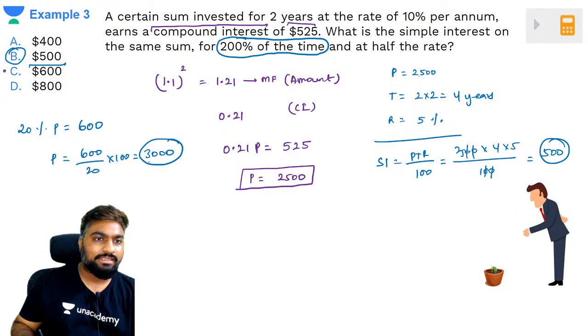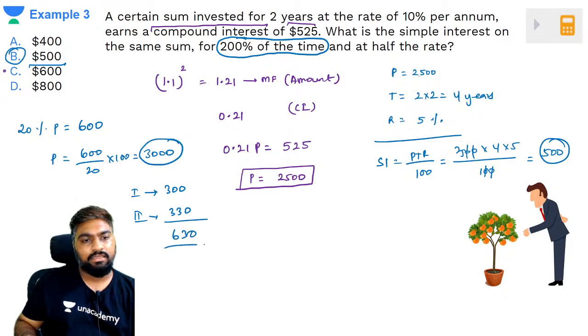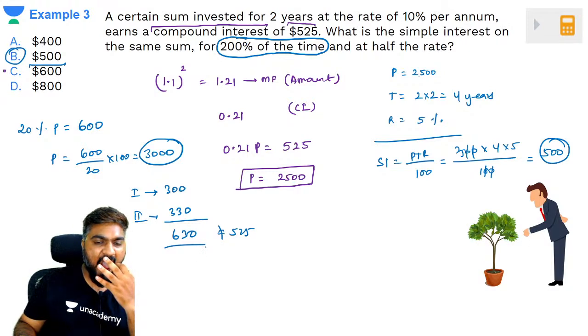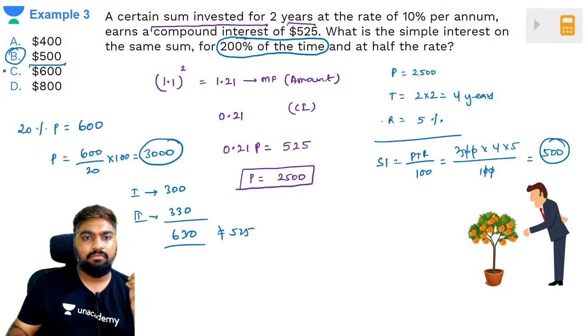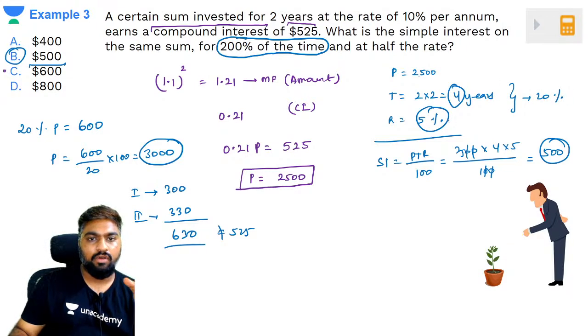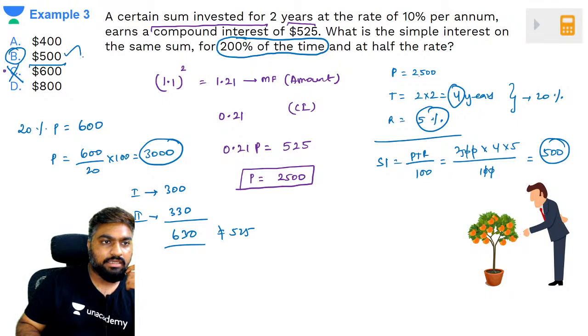On this 3,000, if I apply 10% for 2 years, what will happen? First year it will be 300, second year it will be 330. I will get 630, not equal to 525. Okay Abhinav? Are you able to understand this? I hope you are able to get this. See, when I double the time and halve the rate, 4 years for 5% is still 20% only, no? 10% for 2 years or 5% for 4 years, both are the same. So option C is not right, option B is right.